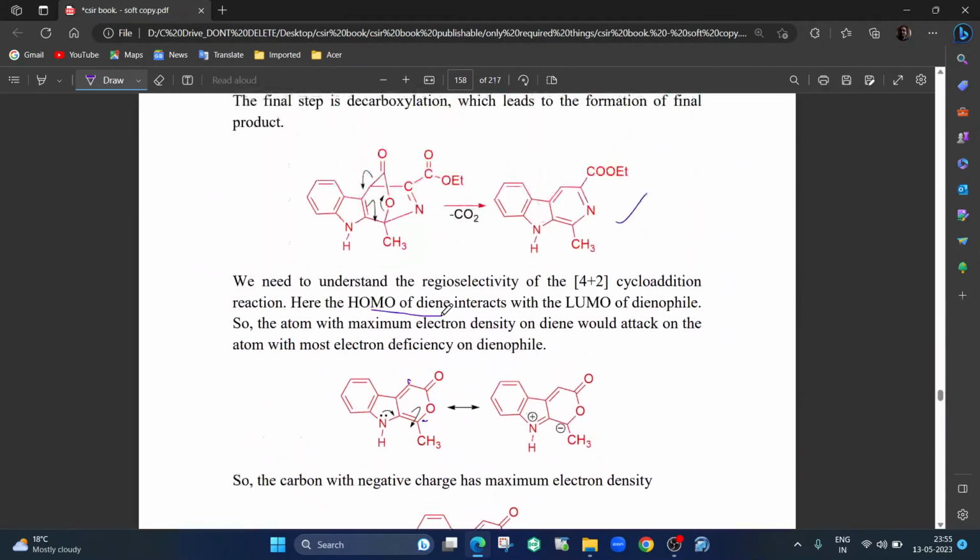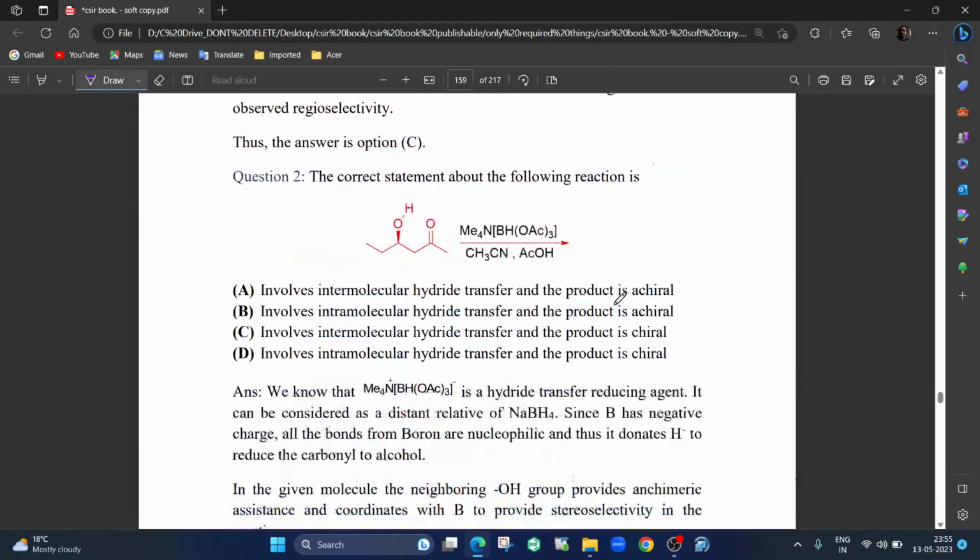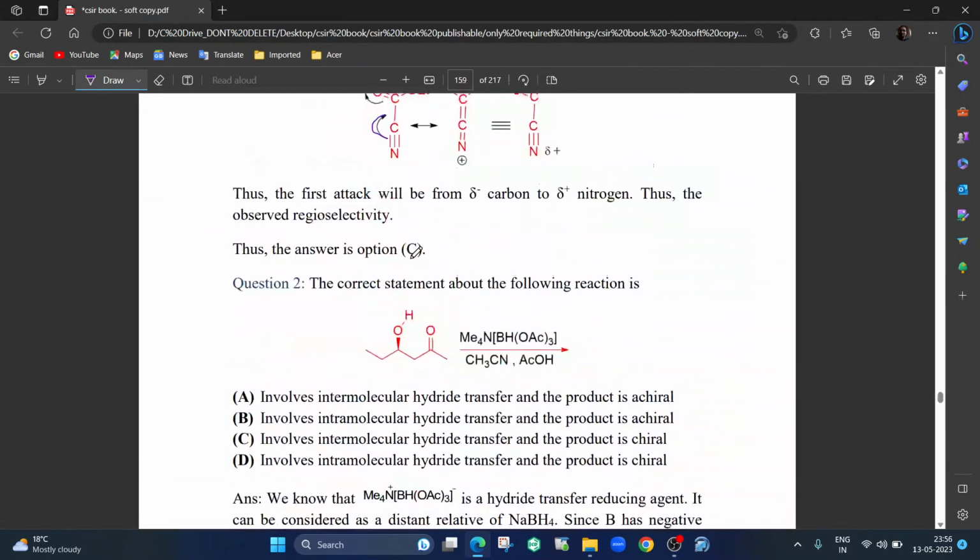Yeah, we know the HOMO of the diene interacts with the LUMO of the dienophile. That's why the diene acts as a nucleophile, and LUMO is the lowest unoccupied molecular orbital. Unoccupied, that's why it can accept electrons. HOMO means highest occupied. So nucleophile means that the orbital attacks which has maximum energy, so that is HOMO, and therefore the diene acts as a nucleophile, the dienophile acts as an electrophile, and this reaction occurs, right? The answer is option number C.